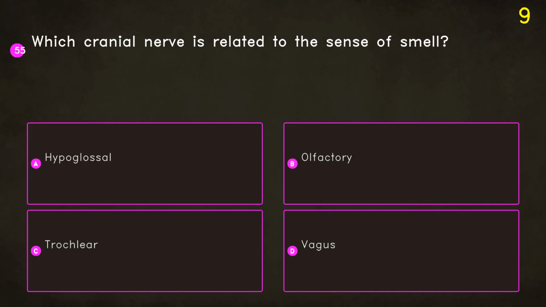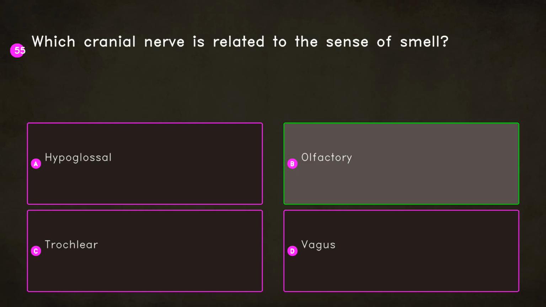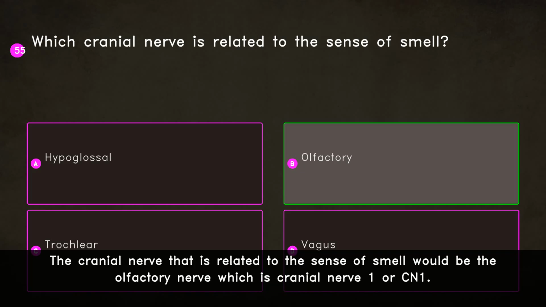Question 55. Which cranial nerve is related to the sense of smell? A. Hypoglossal. B. Olfactory. C. A trochlear. D. A vagus. The correct answer is olfactory. The cranial nerve that is related to the sense of smell would be the olfactory nerve, which is cranial nerve 1 or CN1.